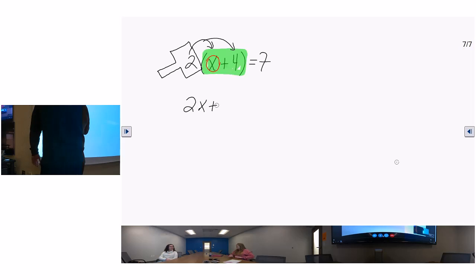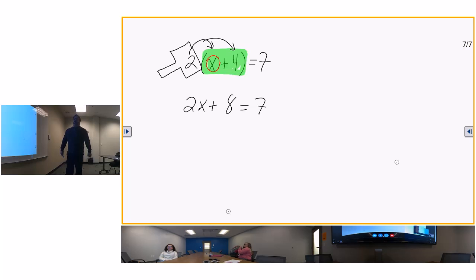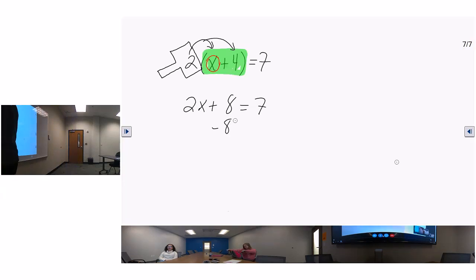2x plus 8 is equal to 7. Now, how do I get rid of plus 8? Subtract. Minus 8. You get 2x is equal to negative 1.